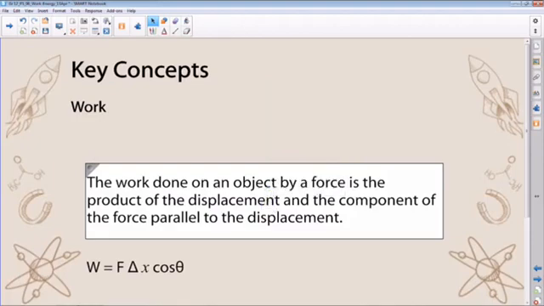Work is defined as being done on an object when a force is applied. The work done is the product, so it's multiplication, of the force, the displacement, and the component of the force parallel to the displacement.